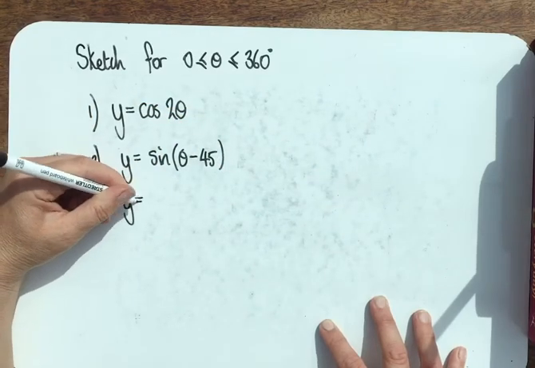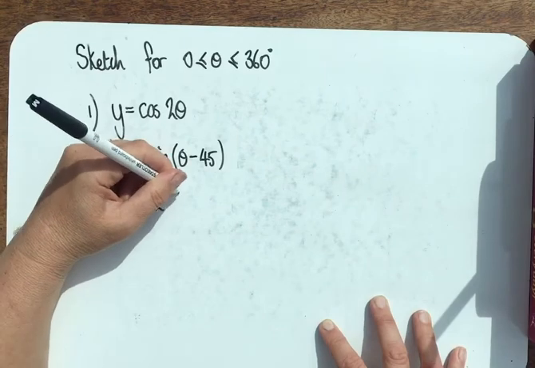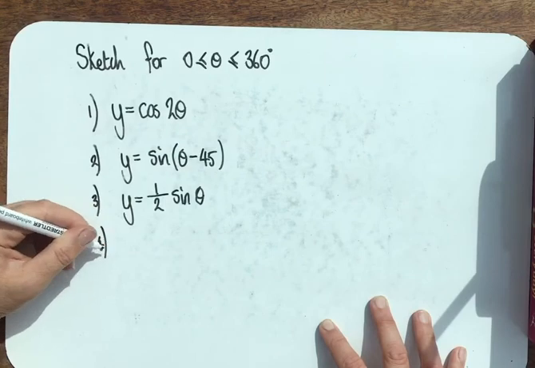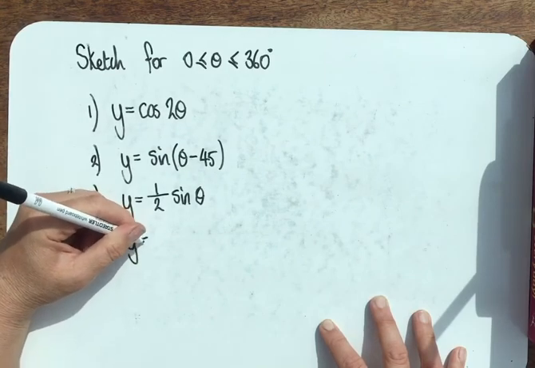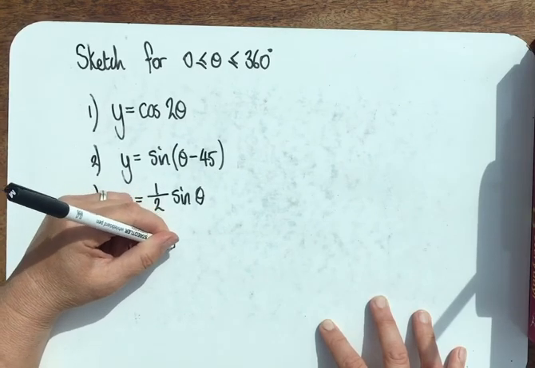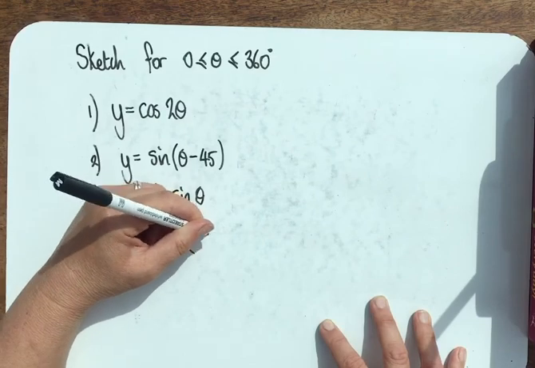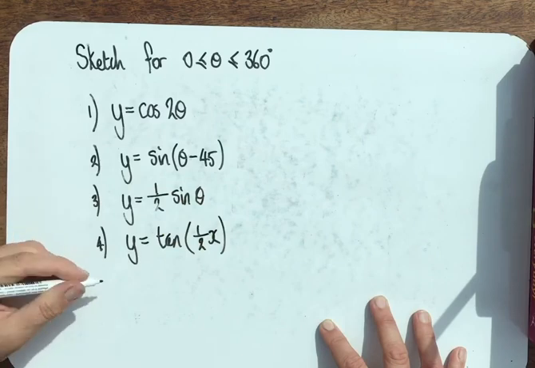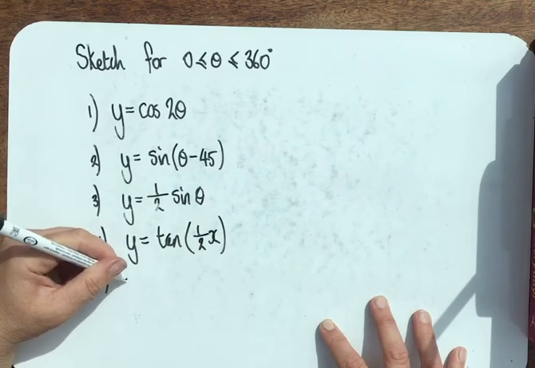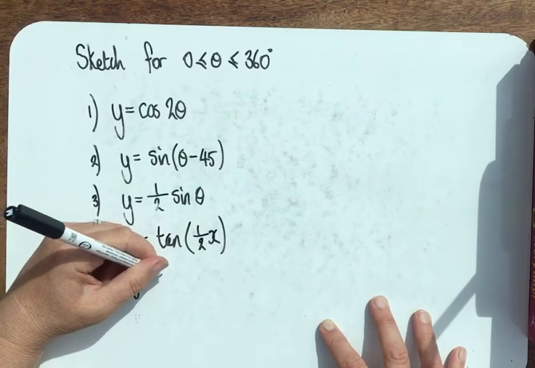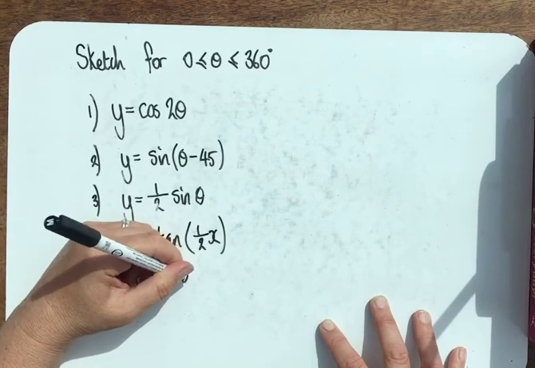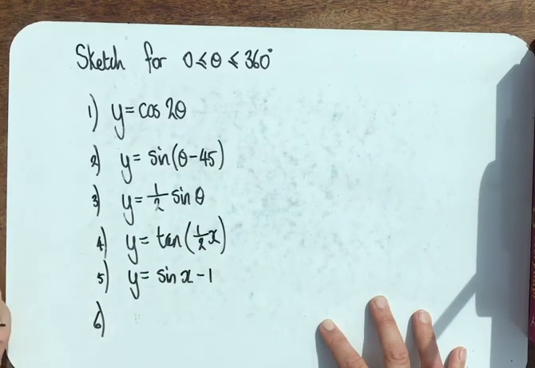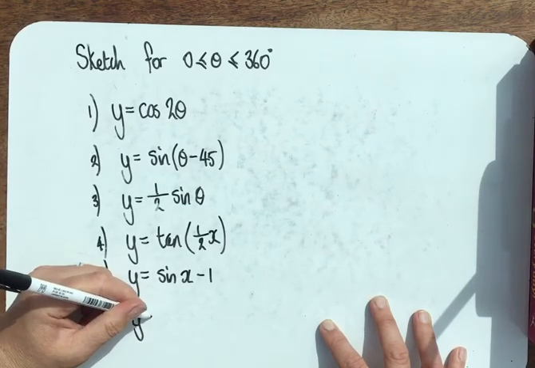Then y equals a half sine theta. Then y equals tan of a half x. Don't forget your asymptotes and what happens with those under transformation. So I would think about what happens with the asymptotes first for tan. 5, y equals sine x minus 1. And then last but not least, y equals minus cos x.